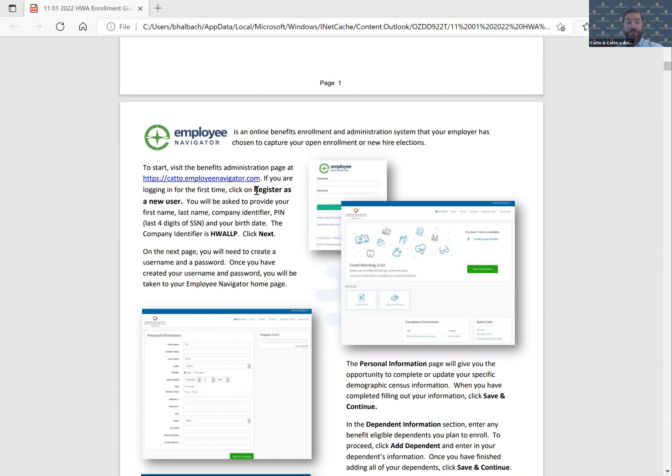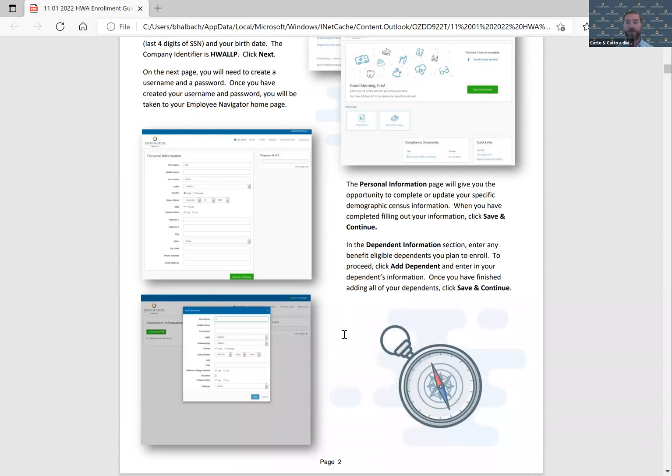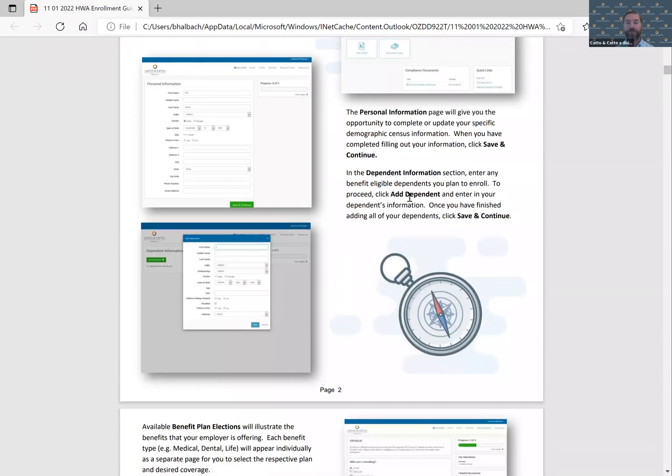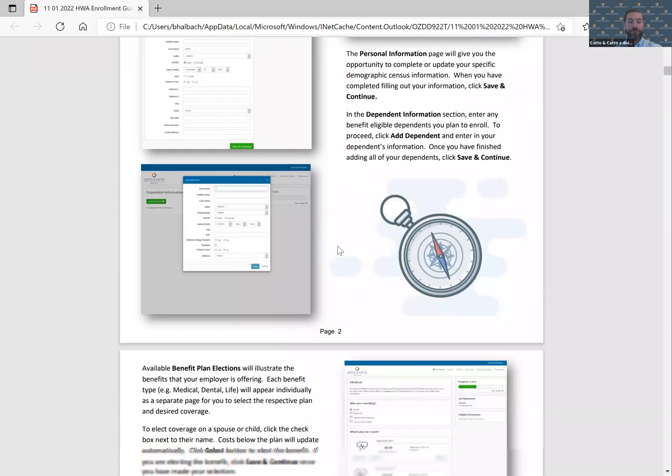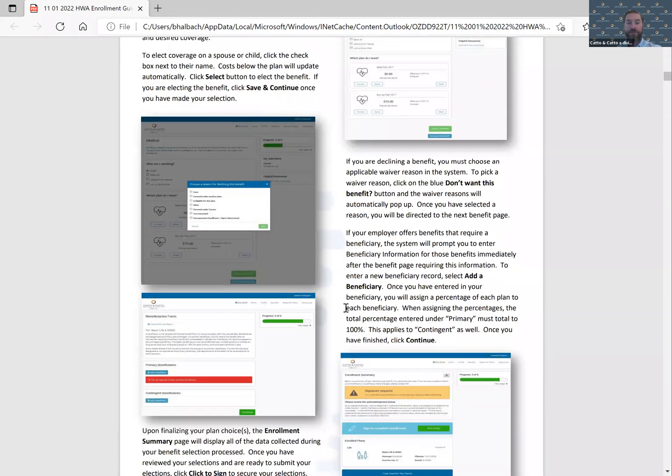If it is your first time, you'll register as a new user: first name, last name, company identifier is HWA, LLP. You'll plug in the last four of your social and your birth date, and then you'll begin to see the prompts like we are showing right here. You'll enter basic demographic information, put in dependents, and then move to the actual election process, where on the right-hand side, all of your choices, your yeses and nos, will populate. On the left-hand side, you'll be able to see the plans themselves.